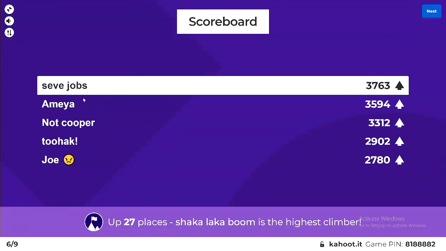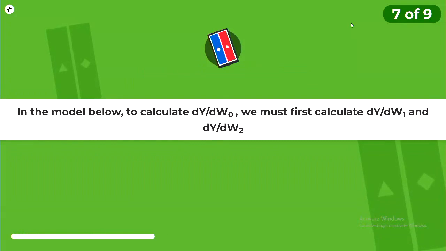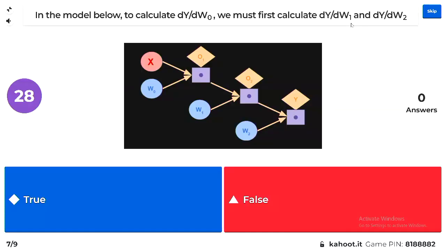Steve Jobs, sorry, I'm very sorry. All right. True or false? In the model below, to calculate the derivative of y with respect to w0, we must first calculate the derivative of y with respect to w1 and the derivative of y with respect to w2. What do we need to calculate the derivative of y with respect to W0?